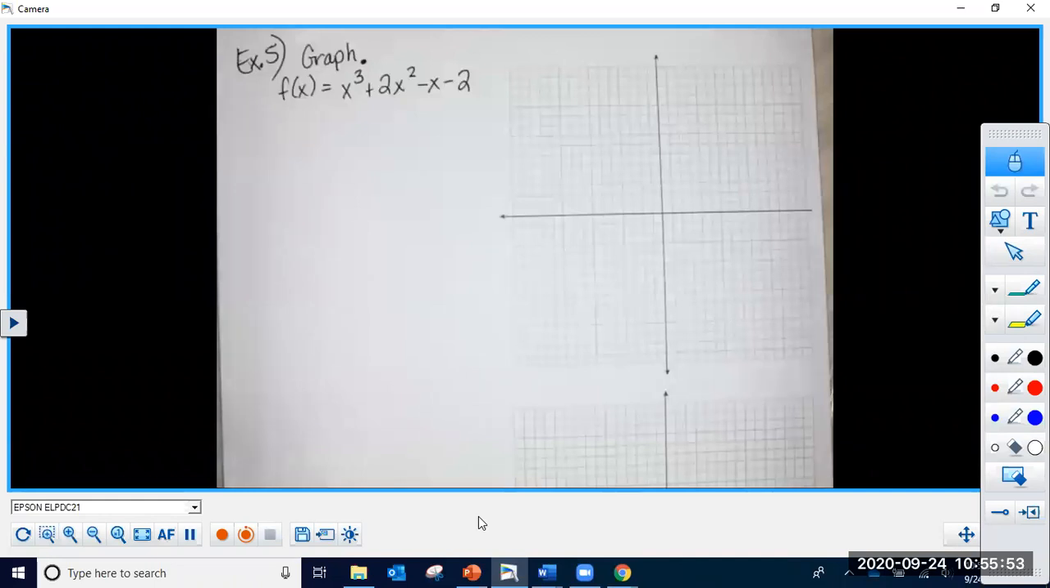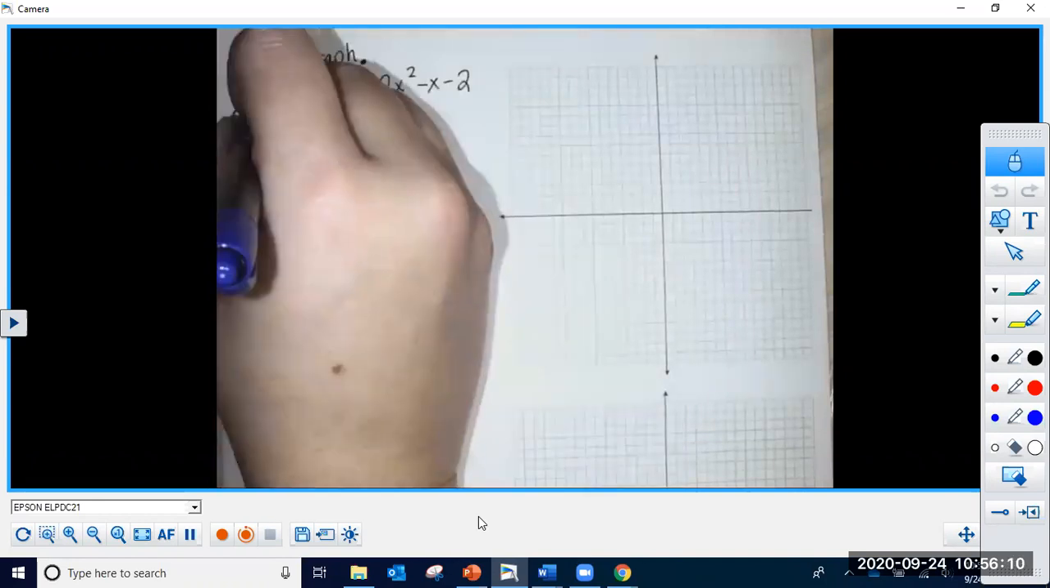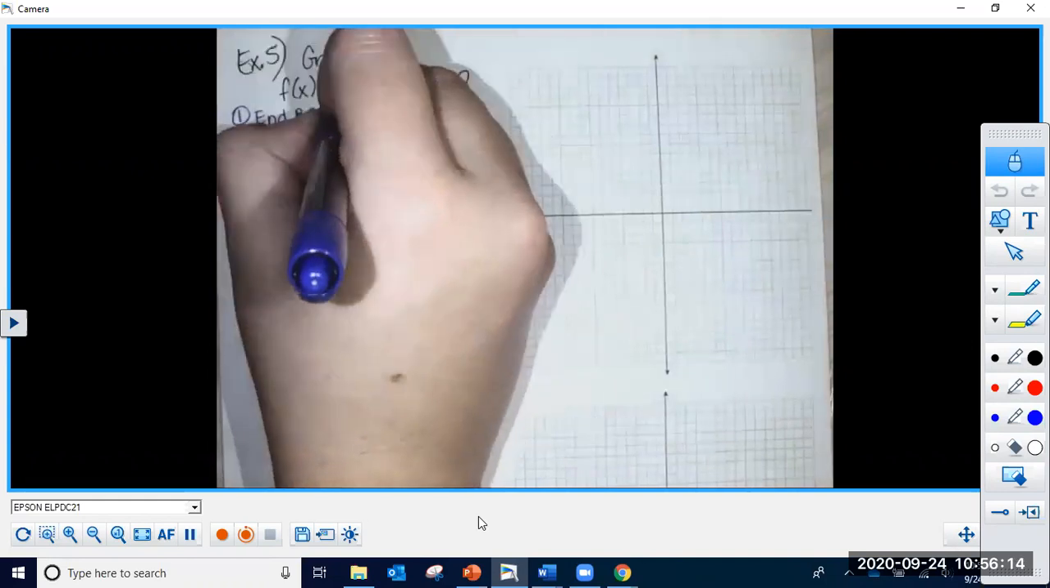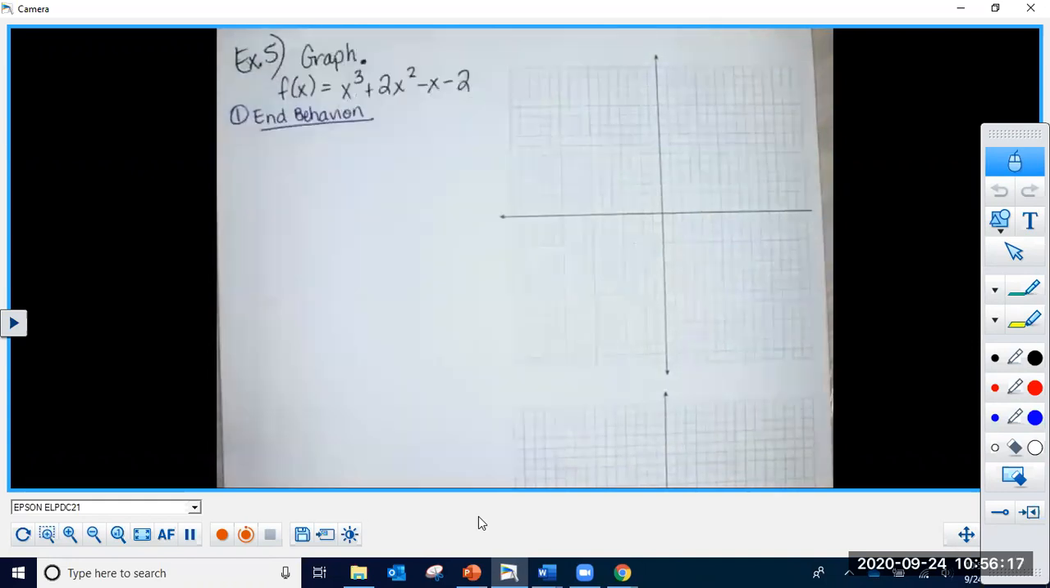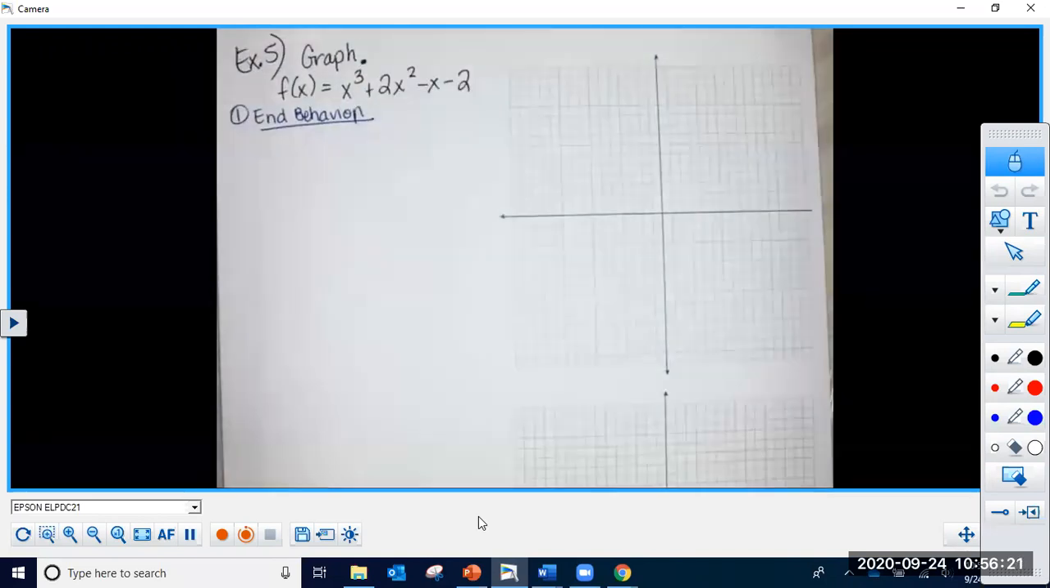Okay, my very first thing that I want to do is just figure out what it will look like on the left and right side. I want to get that overall general end behavior, and then I'm going to start working towards what the middle part of my graph looks like. So first step, end behavior, and you use your leading coefficient test.